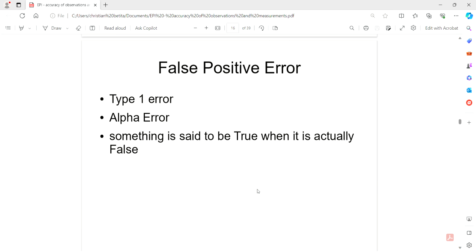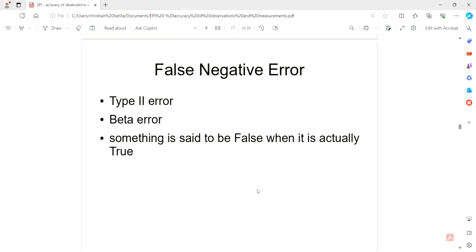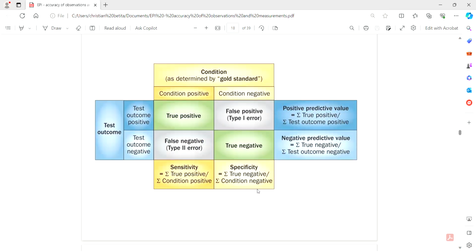false positive error. This is type 1 error, alpha error. Something is said to be true when it is actually false. False negative error or type 2 error, beta error. Something is said to be false when it is actually true. Okay, so this is your standard 2 by 2 table. I hope you were able to construct this from your exercise 3 for all 5 of those tests.